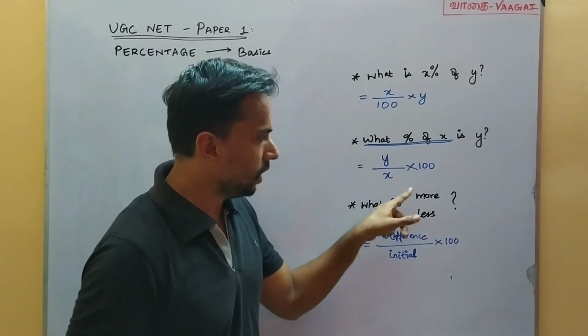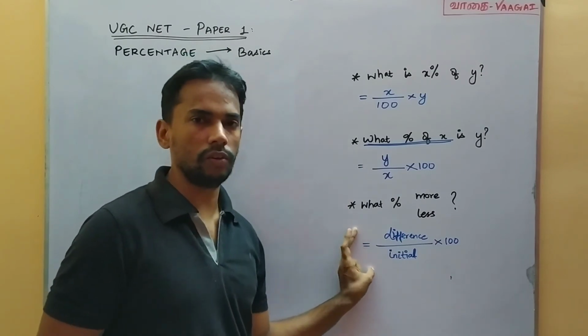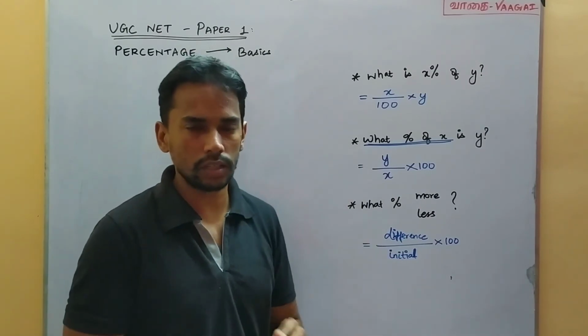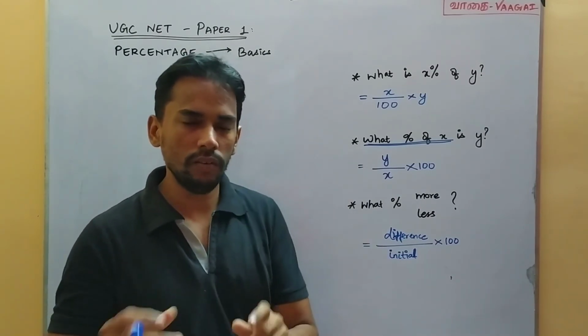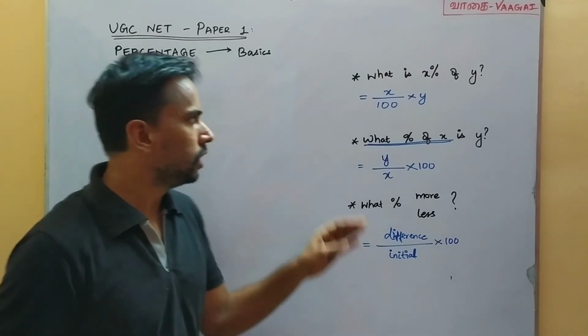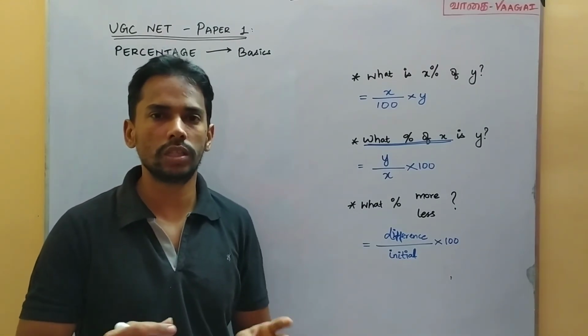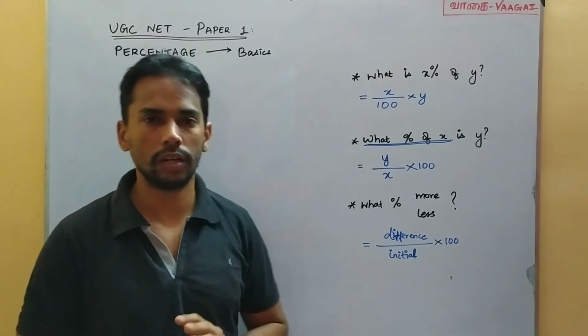Now again, whether it is more or less, we use the same rule. We use the same technique to get the answers, and again, when it comes to questions, we will have more clarity on how to solve them. So overall, these are going to be the three main varieties under which we will be getting UGC NET paper 1 questions under the percentage topic.